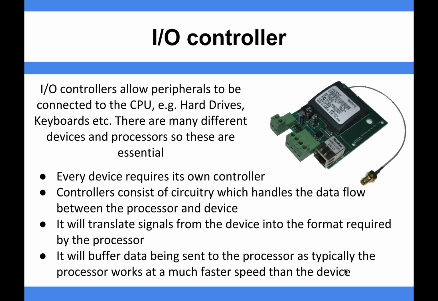So I/O controllers allow peripherals to be connected to the CPU. Peripherals can be things like your hard drive, which lots of people don't realize is actually a peripheral. Your keyboard, your mouse, speakers, microphone, monitor, anything that is not directly connected to the CPU is known as a peripheral. So you need an I/O controller for every one of these.